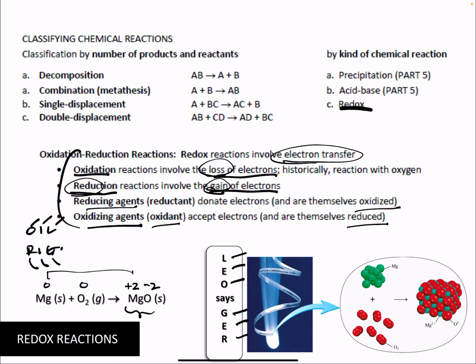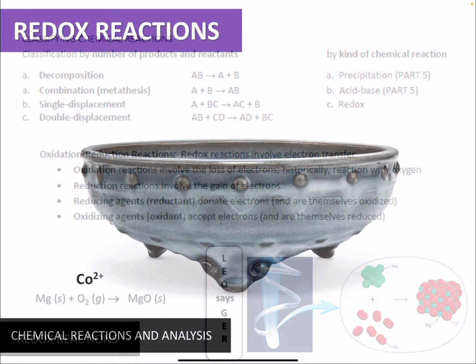If this guy becomes more positive, that's oxidation. If this guy becomes more negative, that's reduction. But when we see that these oxidation numbers change, we recognize that it's a redox reaction. We'll talk more about that next time.